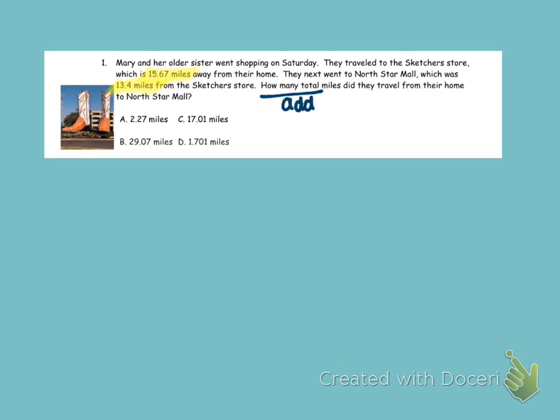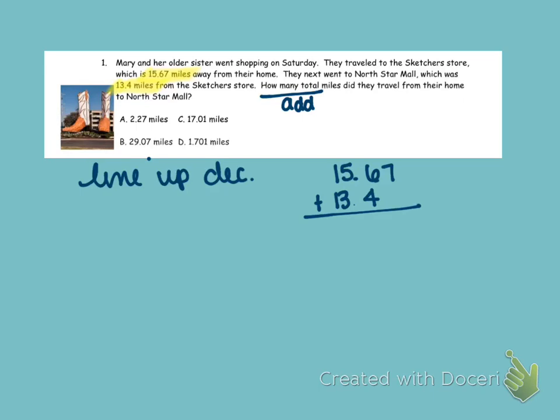So we're going to take our 2 numbers, and remember that when we are adding decimals, we want to line up our decimals. So 15.67 plus 13.4. We also annex zeros where needed. Go ahead and push pause. Try to solve this and then push play when you are finished.